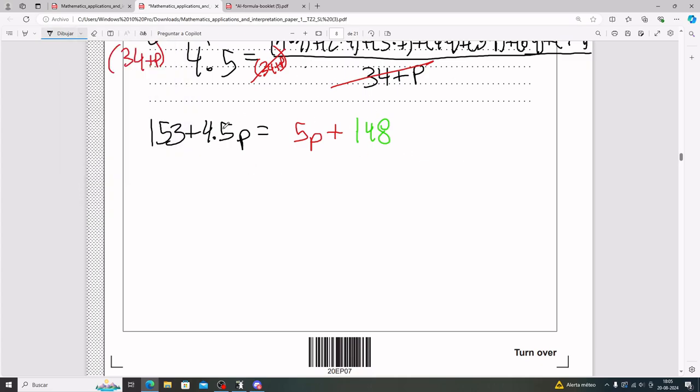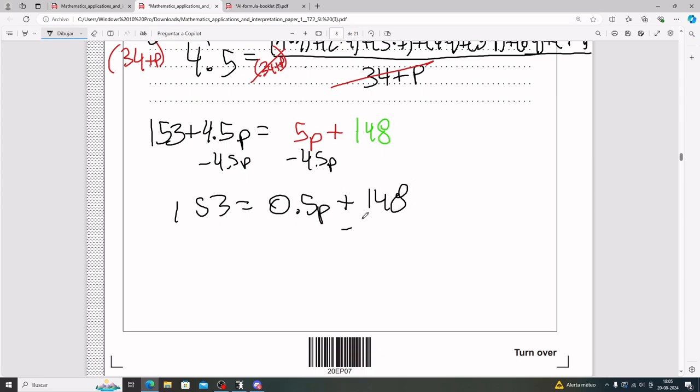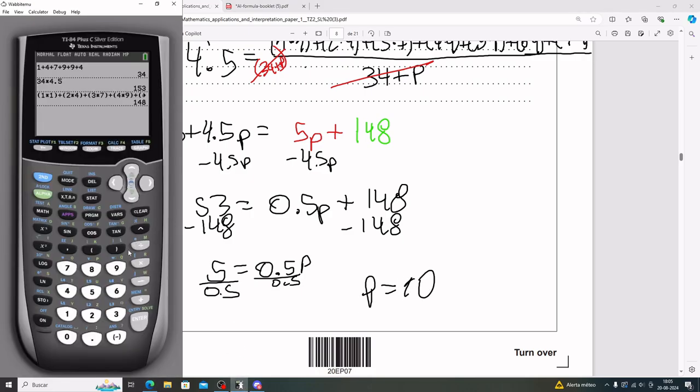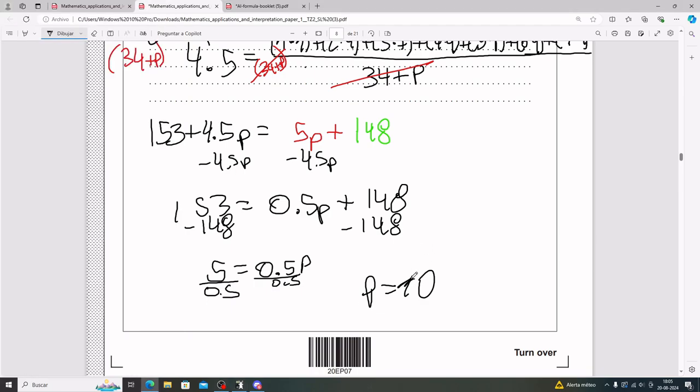Okay? And so now we need to combine what I can combine. I'm going to choose to have all p's on the right side. So I can do minus 4.5p, minus 4.5p. I end up with 153 equals 0.5p plus 148. You want to get p alone, so you do minus 148, minus 148. That gives me 5 equals 0.5p. You divide by 0.5 onto both sides, and this should be giving me p equals 10. Let's see if my quick maths worked out well. It does give you 10. So p has to equal 10 in this context.